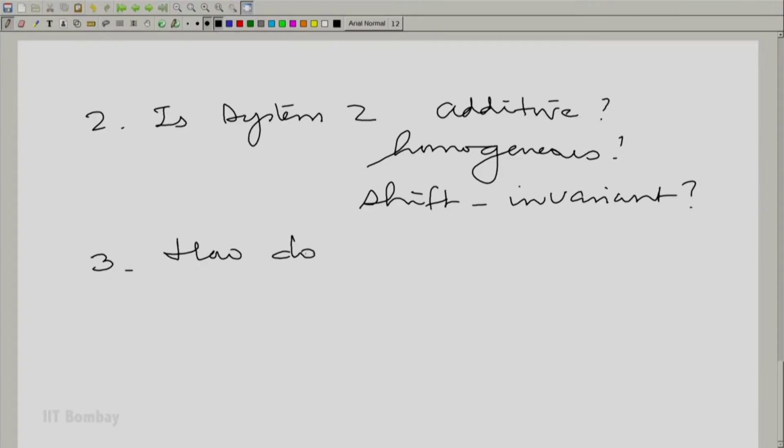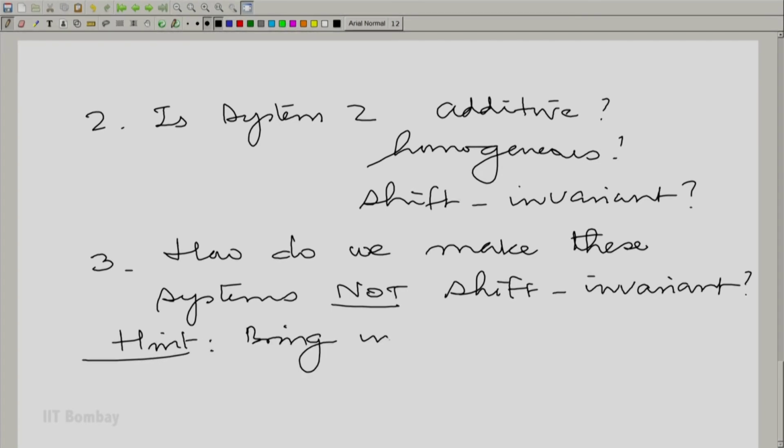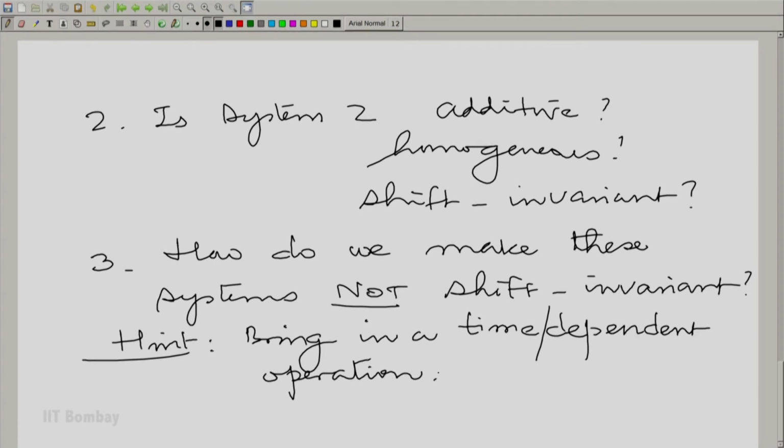I am not giving you the answer to the other two. But now my further question to you is, and then I am writing it down here, how do we make these systems not shift invariant? Can we do something to make them not shift invariant? And again I give you a hint. Bring in a time dependent operation there.